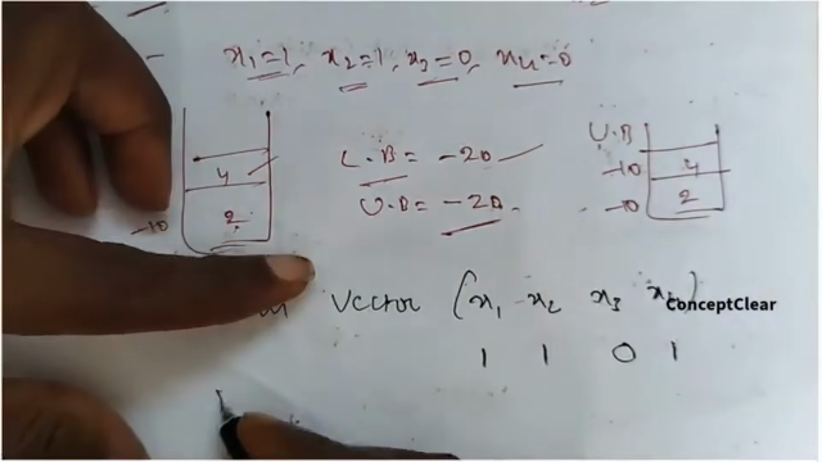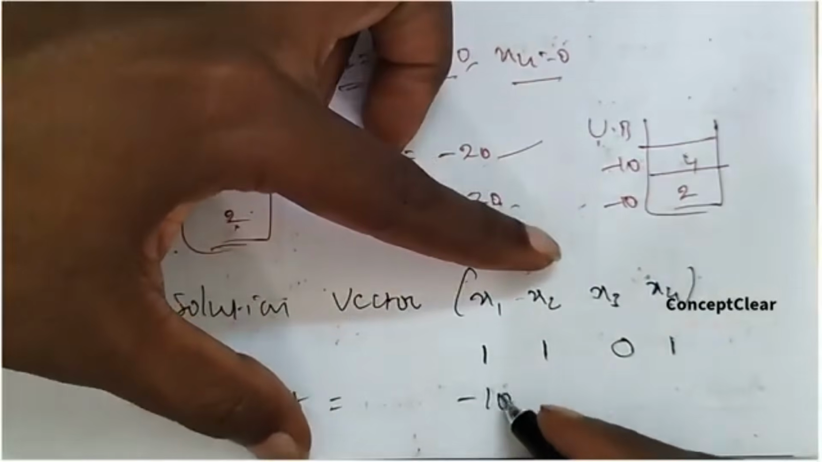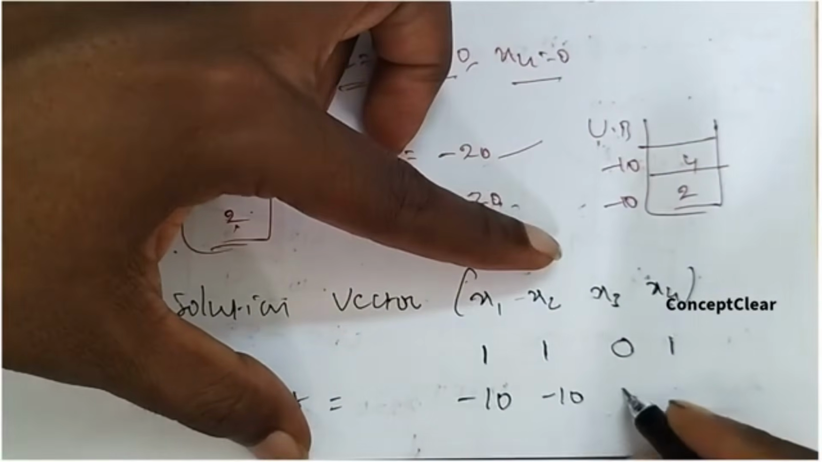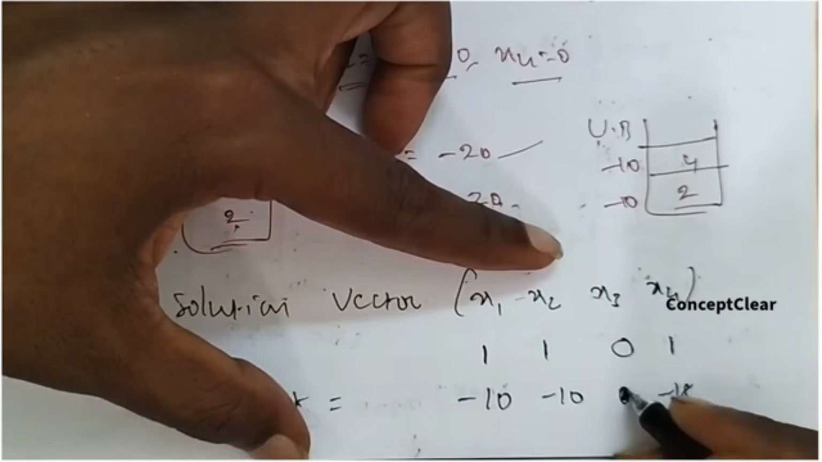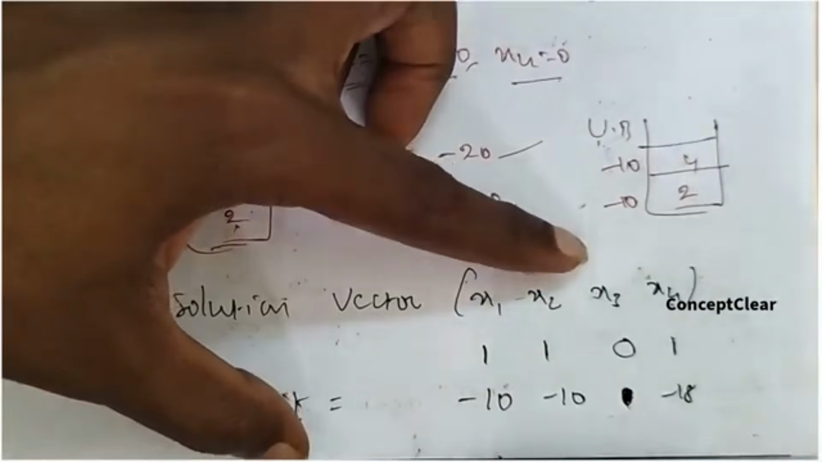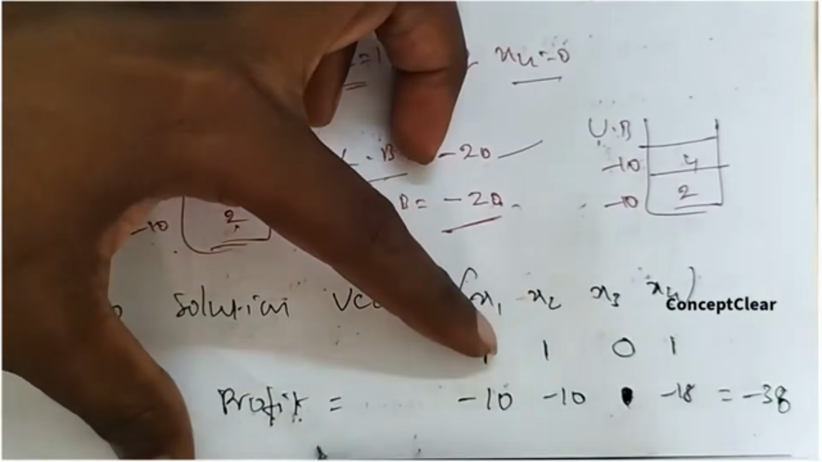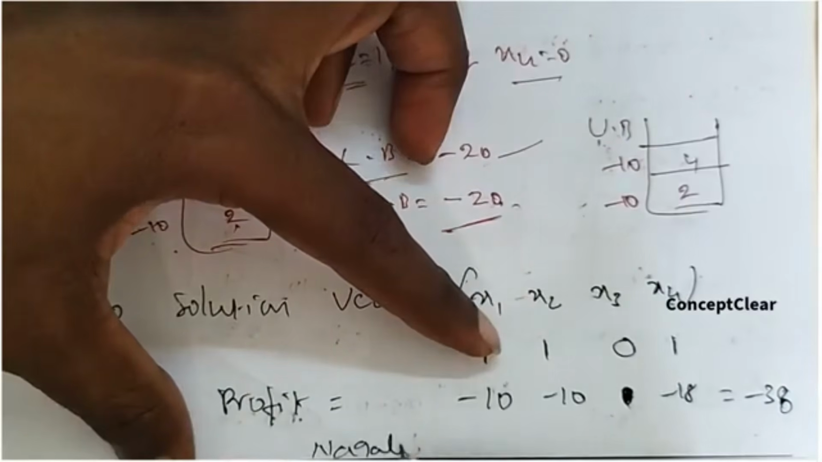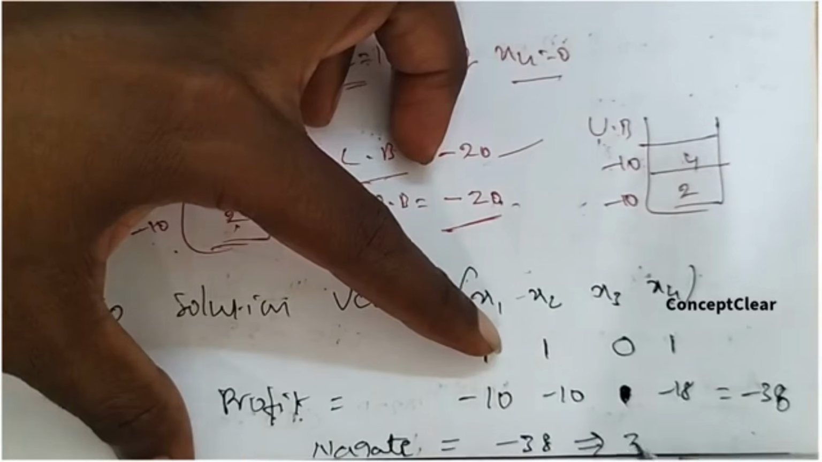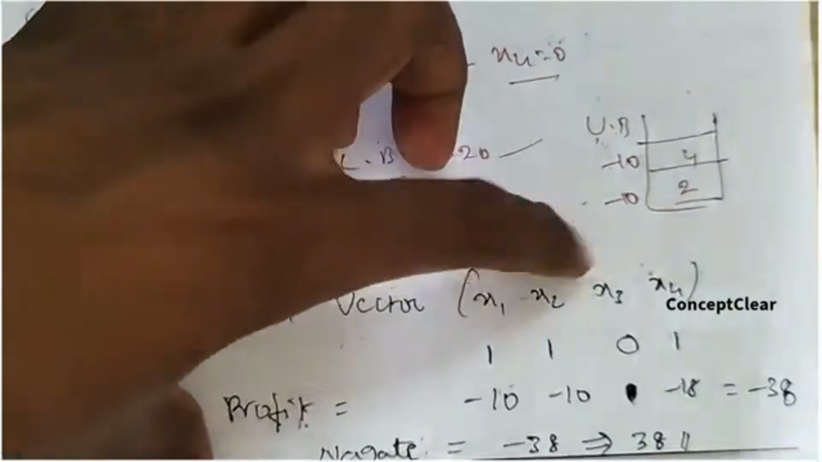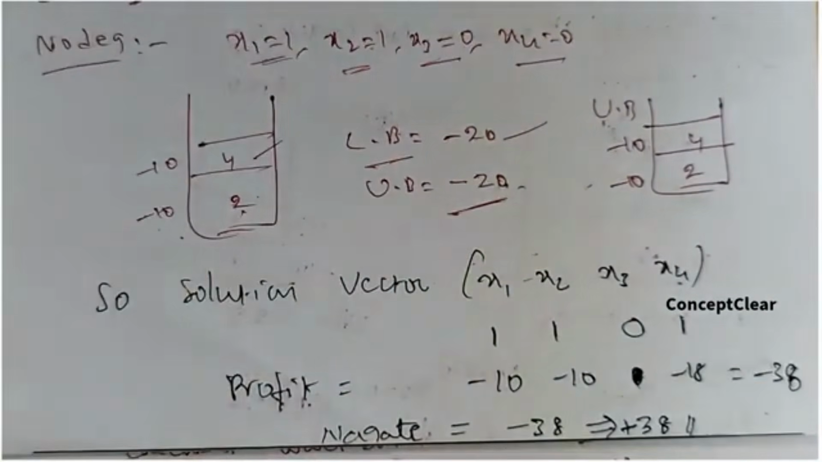What are the profits? The first object's profit is 10, the second object is 10, the third object is 0, and the fourth object is 18. Here we are not mentioned any value. So what is the total profit? The total profit is minus 38. Negating minus 38 simply gives 38. So the total profit is plus 38.